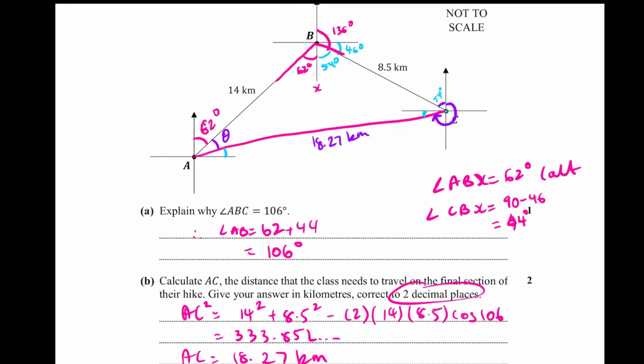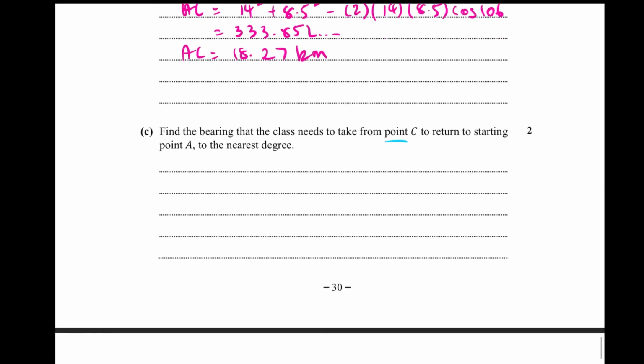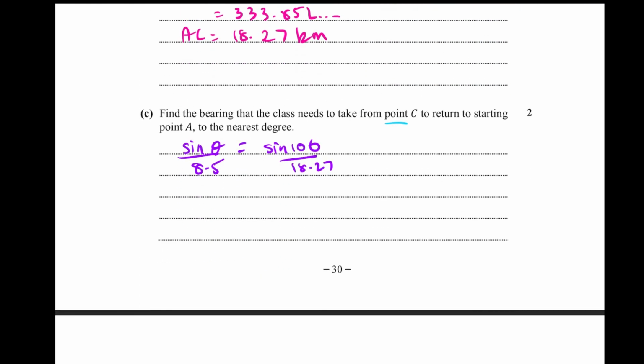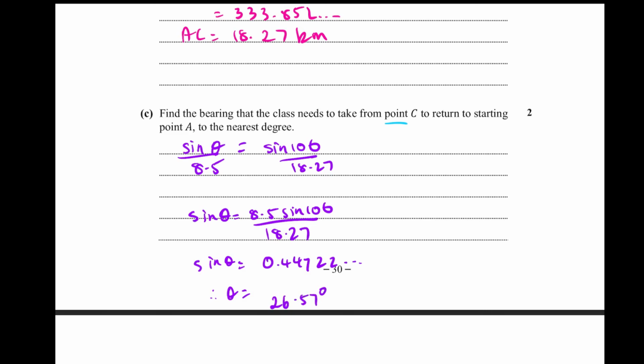So let's do that. We first said we were going to find this purple theta, and I'm going to use the sine rule, which is going to be sine theta over 8.5 is equal to sine 106 over 18.27. Correct? Yep. Then you've got sine theta is equal to 8.5 sine 106 over 18.27, leaving me with sine theta 0.44722 and so on. So therefore theta, we find the inverse of that, is 26.57 degrees.